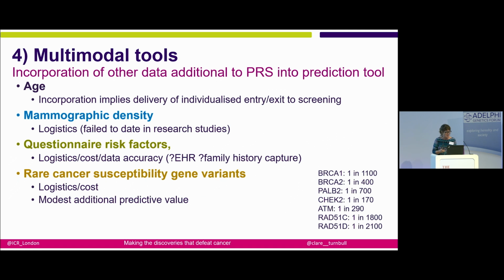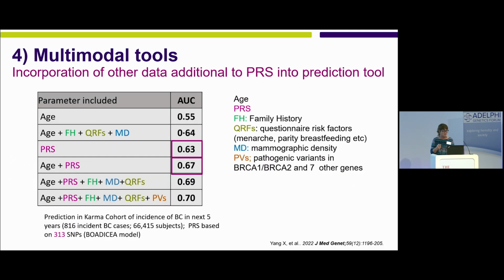And again, sequencing of the susceptibility genes, as I said, remember, they're pretty infrequent, so they give you a bit of extra information, but because they're relatively infrequent, they're not adding much to your prediction on a population level. So again, you can boost the prediction, but it's at a lot of logistical cost.